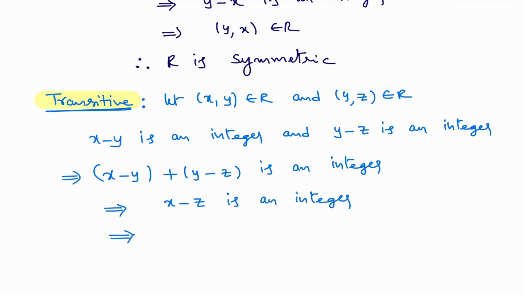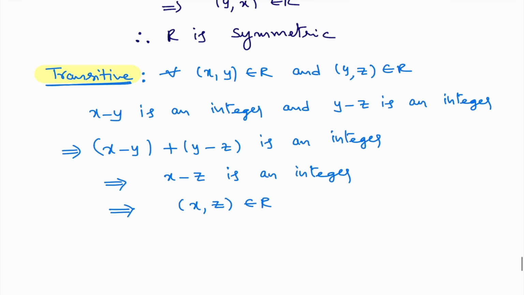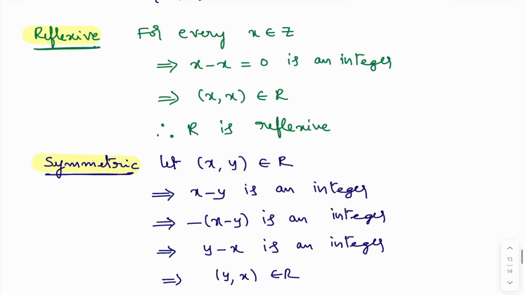If x minus z is an integer, what can I write? I can write that the ordered pair x comma z belongs to R. When you came to know that x minus z is an integer, I can say that the ordered pair x comma z belongs to R. That means what happened here? For every x comma y comma z in the relation, x comma z also exists in the relation. From this, I can write that this relation is transitive. So we came to know that this relation is reflexive. I'll take it as 1.